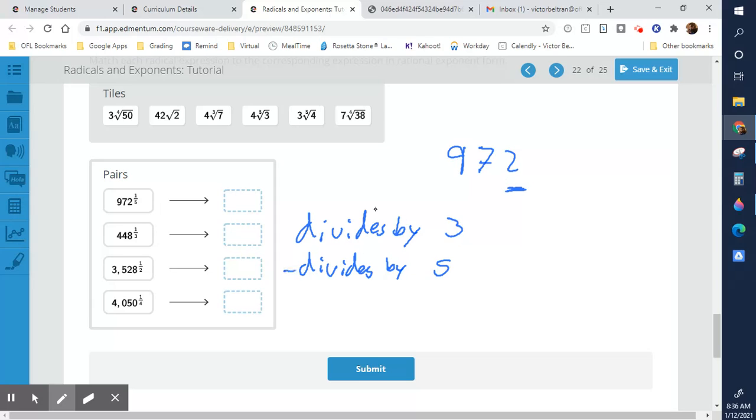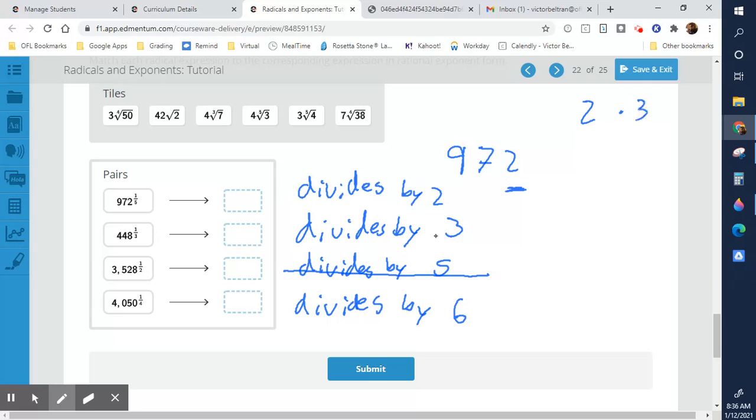Another rule is divide by 6. So to divide by 6, it has to divide by 3 and divide by 2. If it divides by both, then it divides by 6, which makes sense because what is 6 but 2 times 3? So if something divides by 2 and 3, then of course it's going to divide by 6.